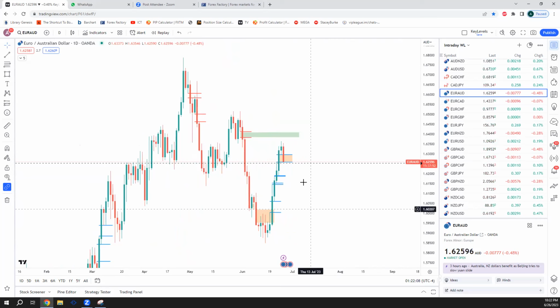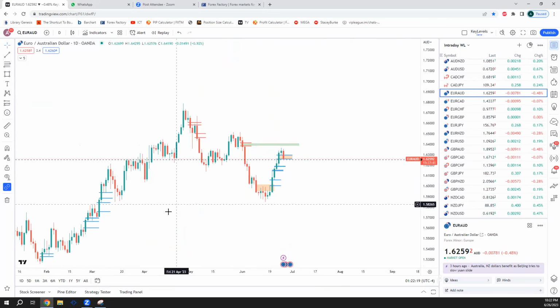So the reason why I feel a bit more comfortable with going long if the Asian session liquidity gets taken out is because of price here. So if we just start from here, right?